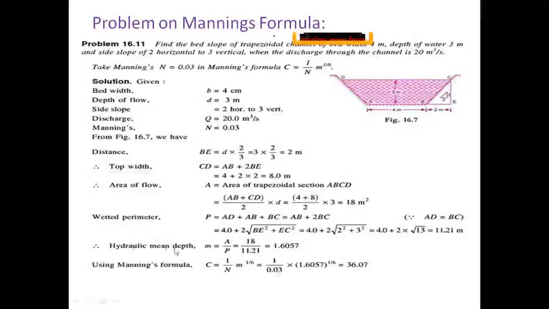Hydraulic mean depth m equals A by P. Area is 18, wetted perimeter is 11.21 meters. Finally, we get the hydraulic mean depth value as 1.6057. By using Manning's formula, we find out the bed slope.